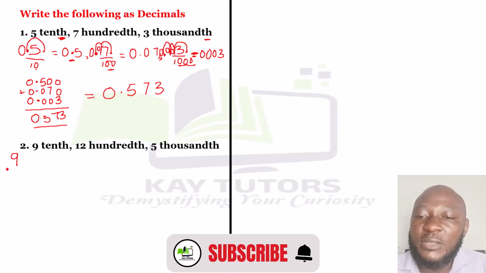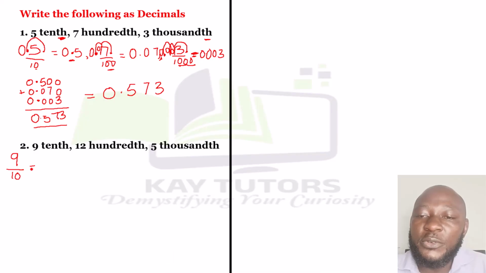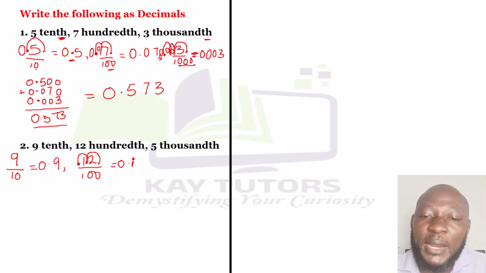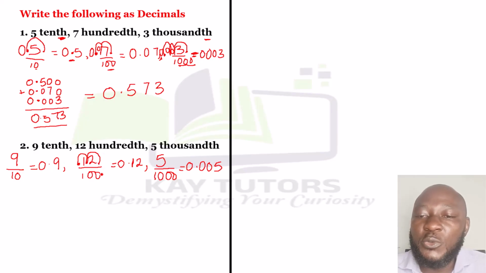Already we know that this is divided by 10, and this will give us 0.9. So here we have 1200ths. Our point is here. We'll move. You must go into each digit, 1 and 2. So here we have 0.12. And finally, here we have 5,000. So this means we are dividing 5 by 1,000. So here we are going to have 0.00 and then 5. So after doing this, what are you expected to do?